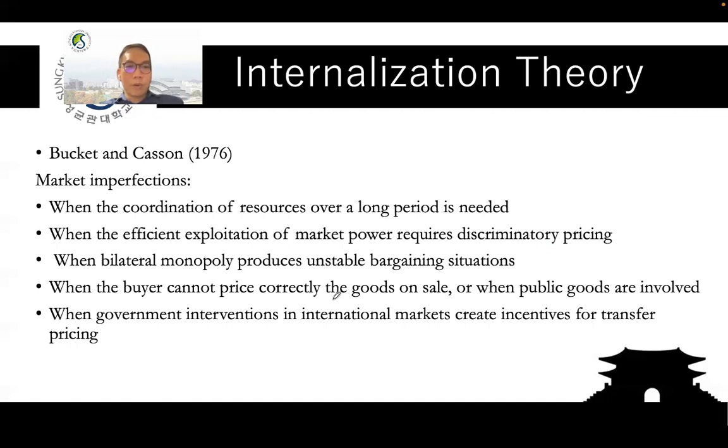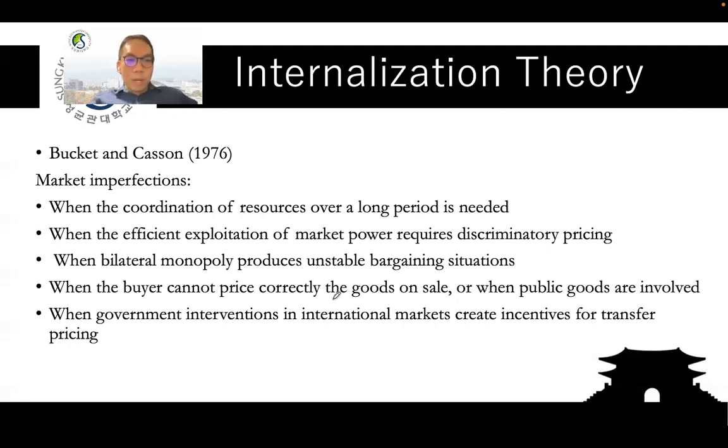So what market imperfections are they talking about? For example, if the coordination of resources over a long period is needed, it's better to do it internally. You can imagine you want to make sure that your distribution channel will always comply with your policy, your instructions. Then it's better to make it internal rather than having a partnership with other companies, because it's not necessarily easy to give instructions to other companies, right? There will be a feud and quarrel, and then you will clash, and some unproductive things will happen.